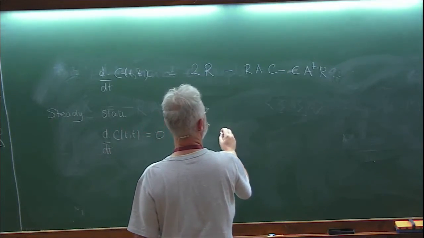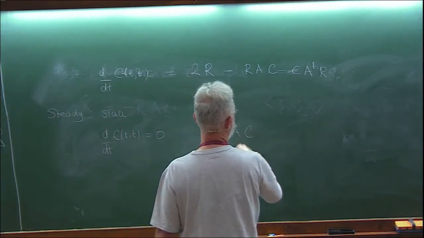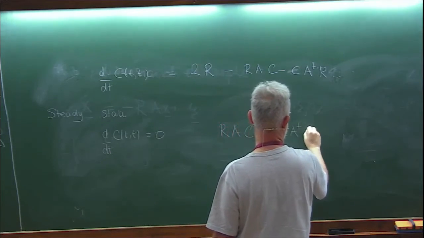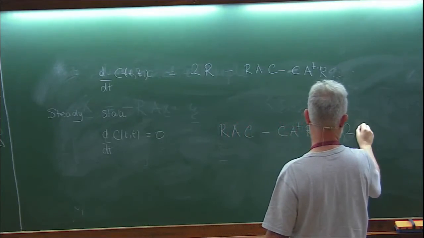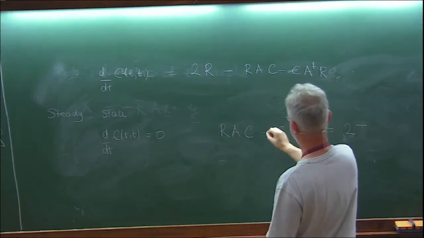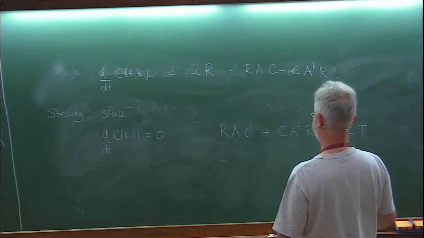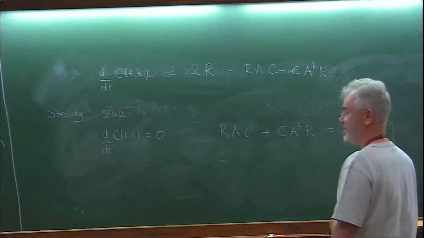So we actually find the equation of Gauss, which is R A C minus C A dagger R is equal to twice R. Plus, what am I talking about? It's a plus. Yes, it's a plus. Okay, is equal to 2R. That's your equation.